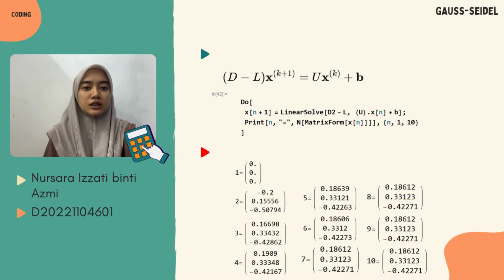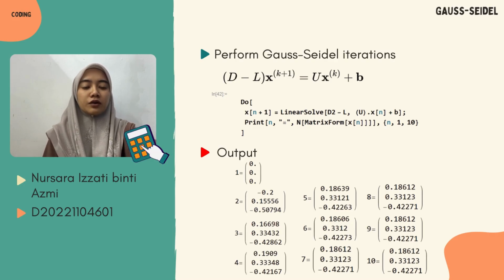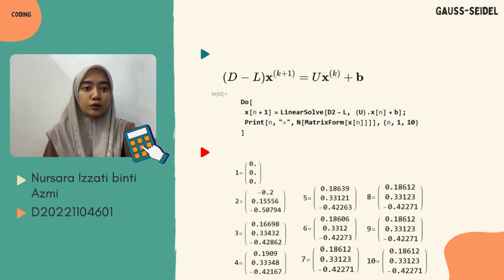Value of x through successive approximation. This loop performs the Gauss-Seidel iterative process. The loop runs from k equals 1 to k equals 10. At each iteration, the new solution vector x to the power of k plus 1 is computed. LinearSolve avoids computing the inverse and uses forward substitution. As the iteration number increases, the solution values gradually stabilize, indicating convergence. After several Gauss-Seidel iterations, the solution converges to x equals 0.1861, y equals 0.3312, and z equals -0.42.